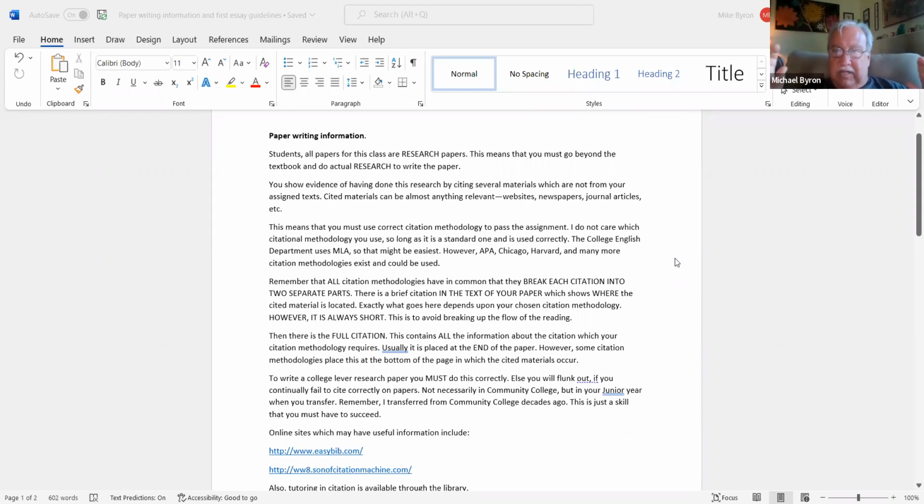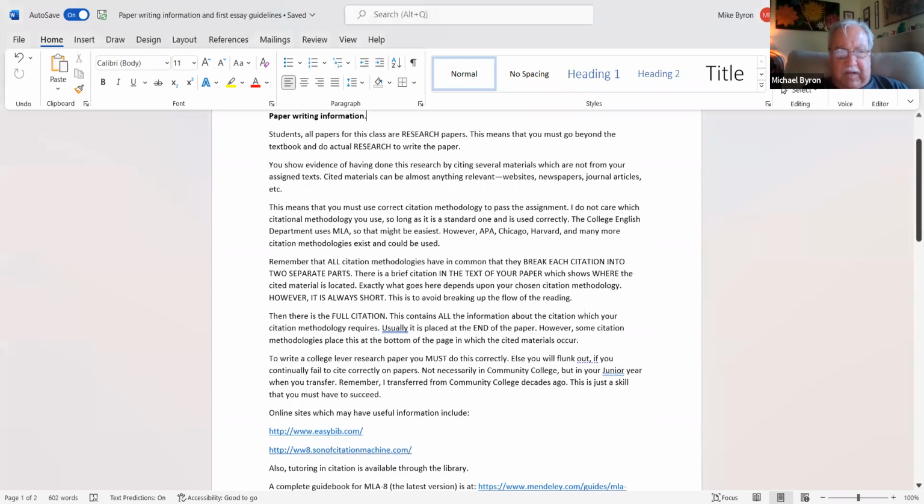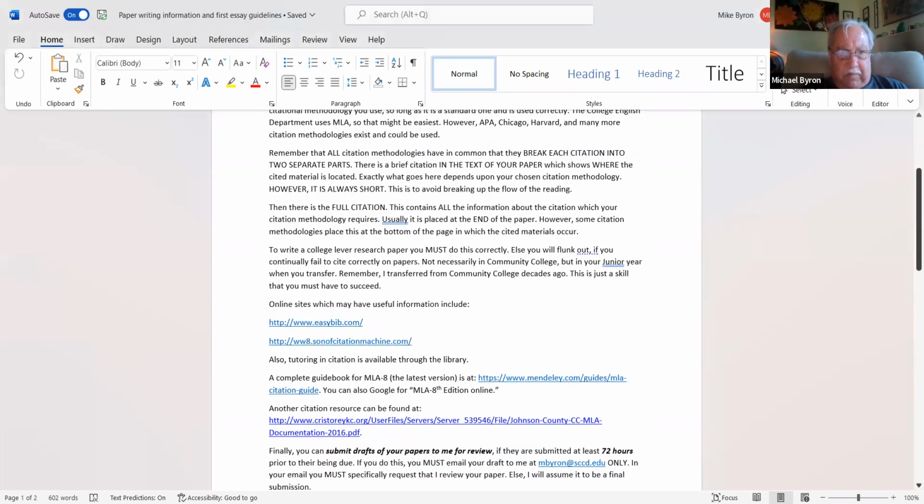There are two separate components to each citation. Unless you have both of them, you have none of them. You have no citation. So you must understand that. If you don't get that right, you'll be waiting for me to post extra credit because you'll be flunking. So get that right. To write a college level paper, you have to be able to cite correctly.